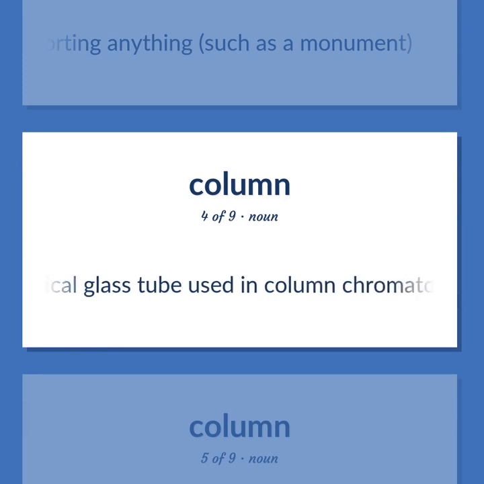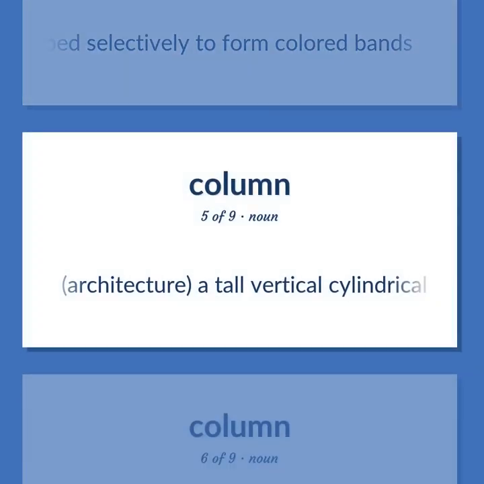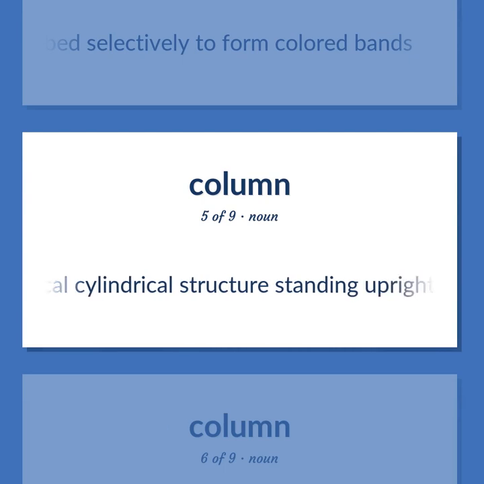A vertical glass tube used in column chromatography. A mixture is poured in the top and washed through a stationary substance where components of the mixture are adsorbed selectively to form colored bands. Architecture. A tall vertical cylindrical structure standing upright and used to support a structure.